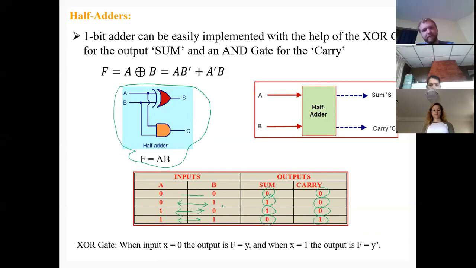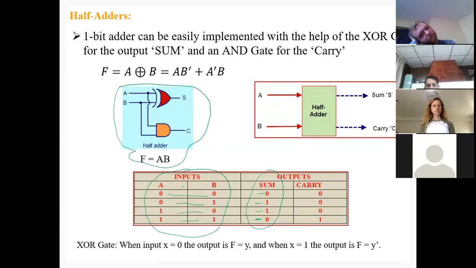Okay, so now the question is, how do you realize the sum? When these two 0, you get 0. 0 and 1, you get 1. 1 and 0, you get 1. 1 and 1, you get 0. What kind of gate do you need for this combination? Isn't it like an XOR gate? Yeah, exactly. So that's why we have this here, right? So this is the sum. See, this is the XOR gate. Okay?